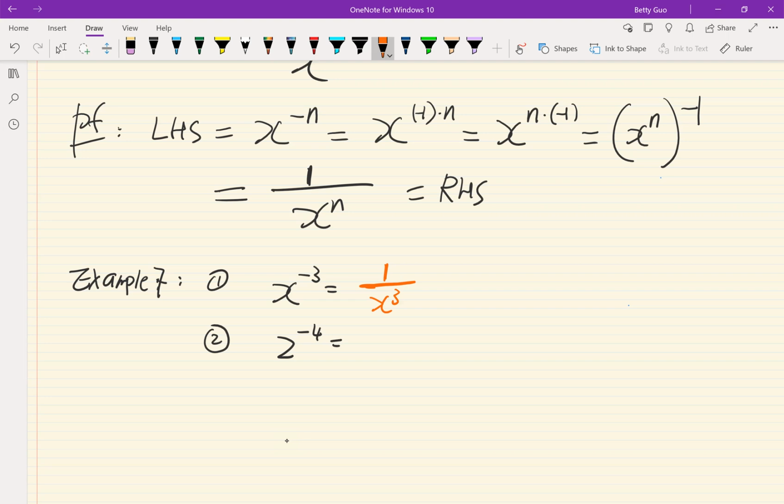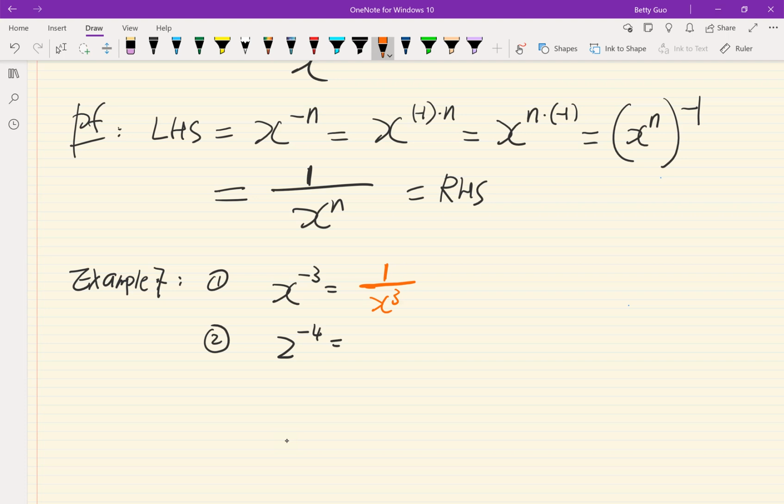2 to the power of -4. We want to get rid of the negative sign in front of 4, right? How do we get rid of it? Remember the -1 in the exponent is equivalent to what? Reciprocal.